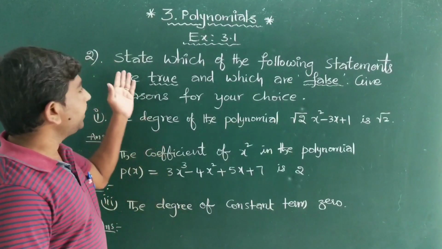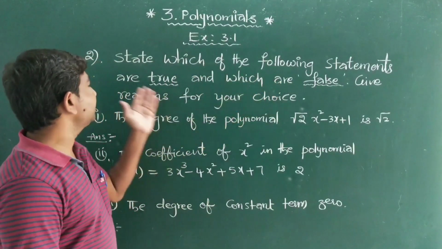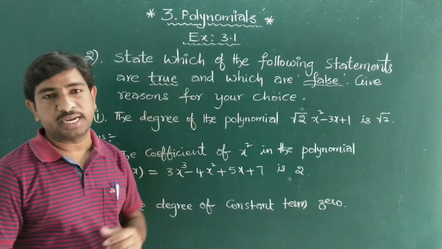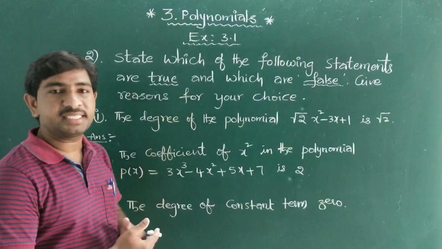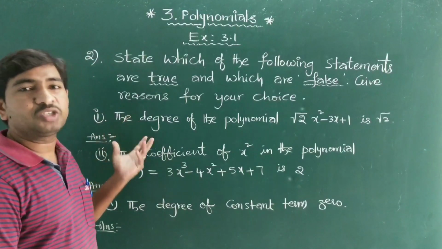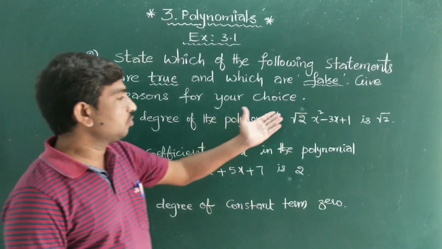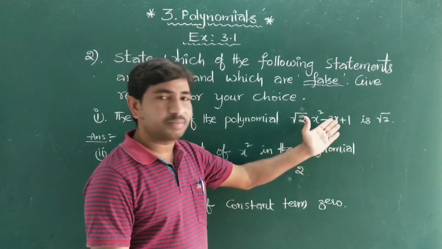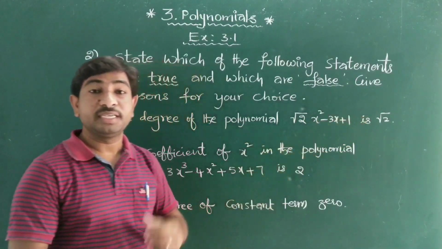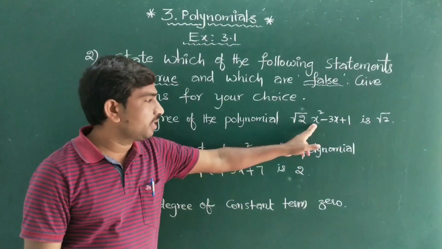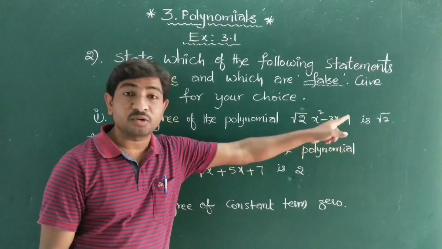State which of the following statements are true and which are false. Give reasons for your choice. This is the second question of the first exercise. The first statement: the degree of the polynomial root 2x square minus 3x plus 1 is root 2. Is this statement true or false?